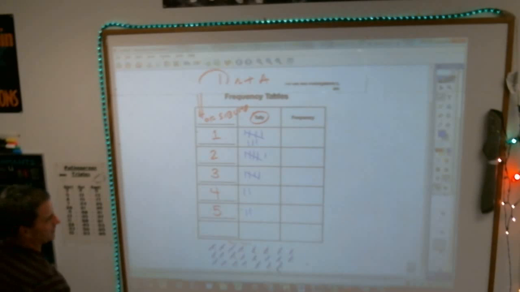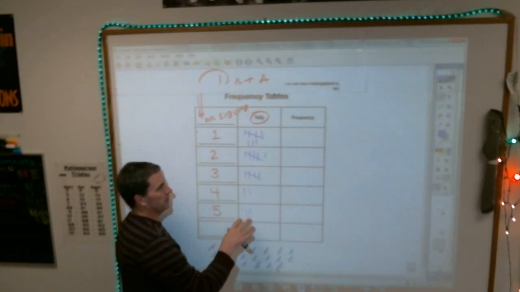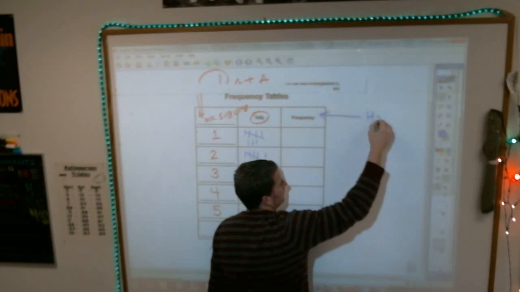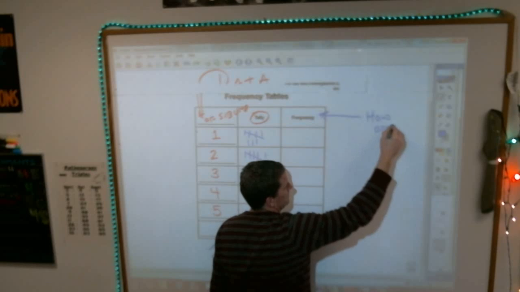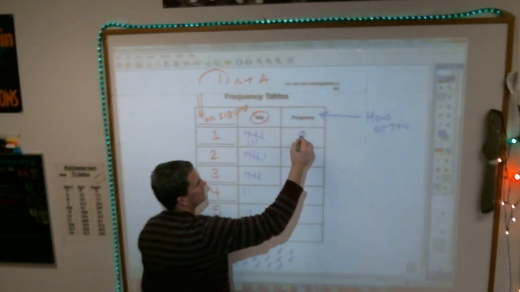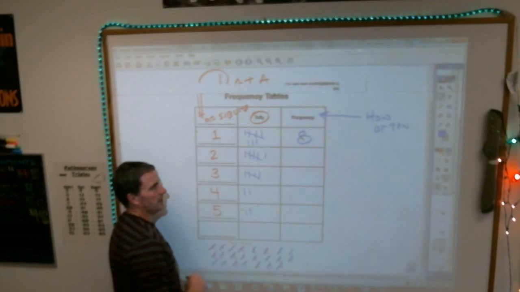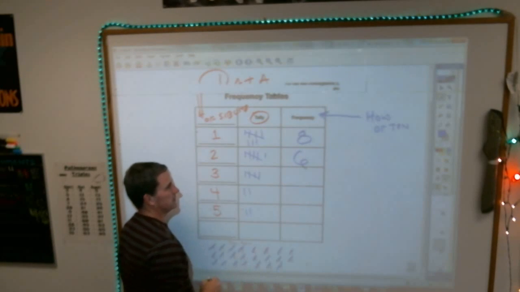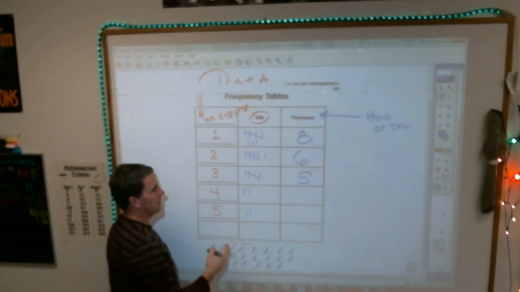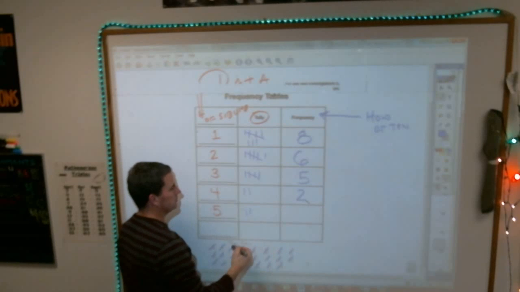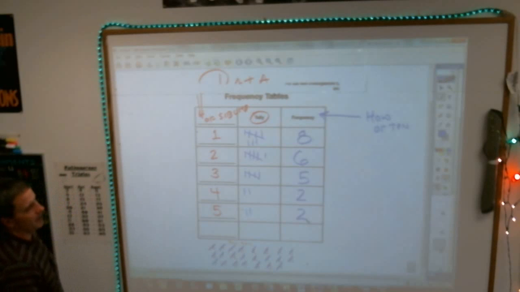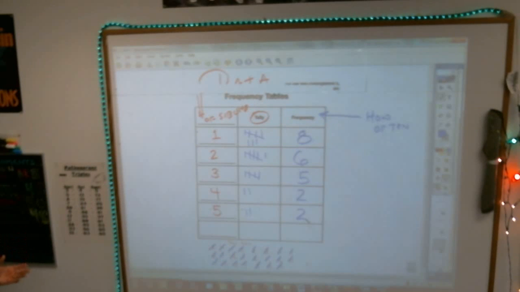And then, just to make the numbers easier, rather than having to count up all the tally marks, our frequency means how often. How often did we get a 1? Well, we count up the tally marks: 8 times. How often did we get a 2? 6 times. How often did we get 3 siblings? 5 times. How often did we get people with 4? Boom. How often did we get people with 5? Twice. And then you can look at this and see now it's kind of organized.